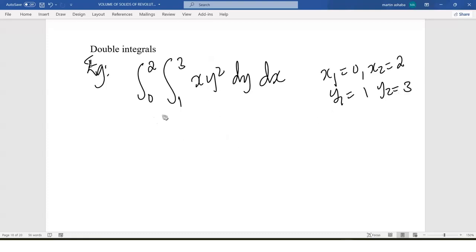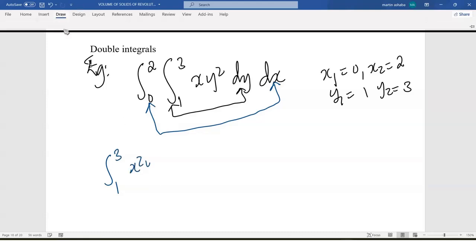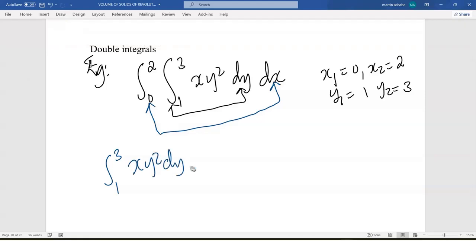In other words, we always make sure that we work inside out. We begin with what is inside, and after evaluating it, whatever remains is what we now take and evaluate finally. So I can begin with the integral from 1 to 3 of x y squared with respect to y. So I integrate this function, okay?